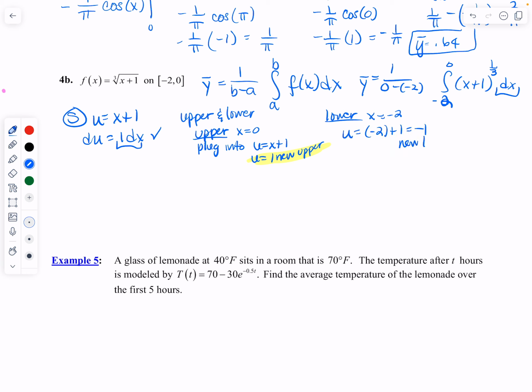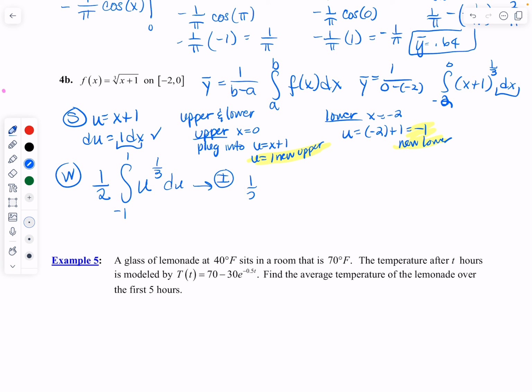Okay, now that I've taken care of that, I need to write up my function in terms of u. So don't forget that I have 1 over 0 minus negative 2. So I have 1/2, and I'm integrating from the new lower of negative 1 to the new upper of 1. And I have u to the 1/3 power du instead of x plus 1 to the 1/3 power. Okay? So now I have to integrate this.